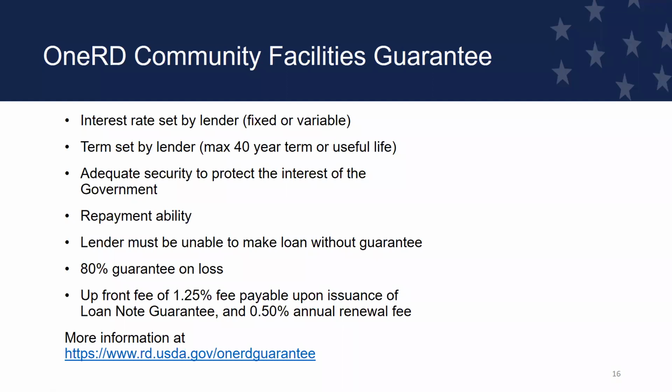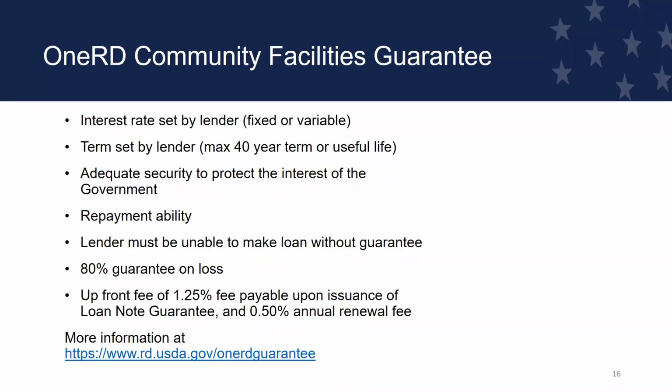Our community facilities guaranteed loan program, the interest rate is set by the lender. So it is determined between the negotiation between the lender and the borrower. It's the same with the term. We see an average term on our guaranteed loans of about 22 years.